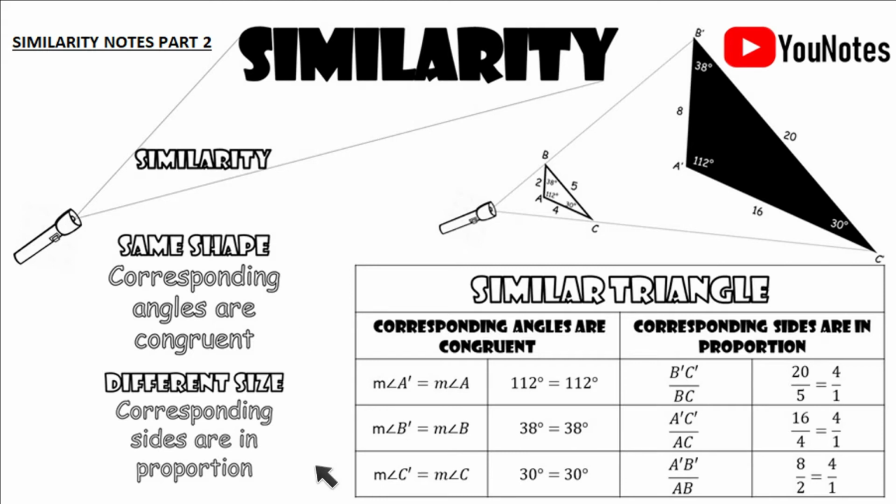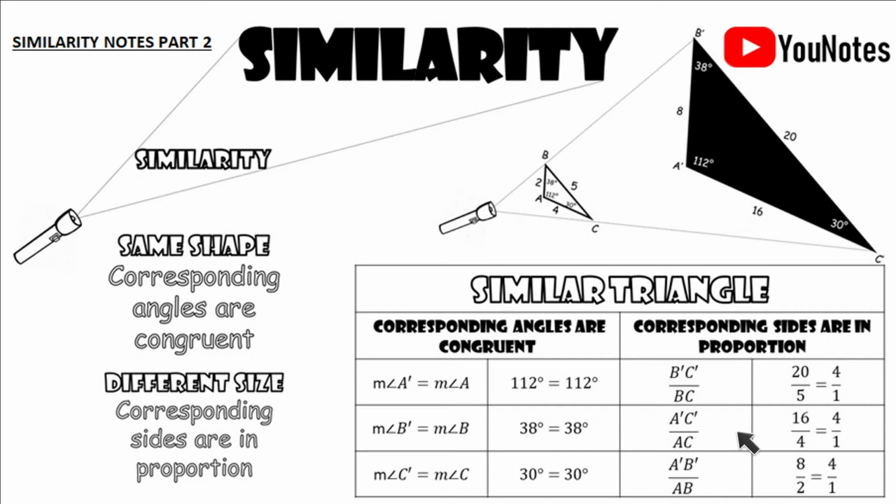What does it mean that the corresponding sides are in proportion? In our textbook, when they write a ratio of the corresponding sides, they always put the image on the top of the fraction as the numerator and the pre-image on the bottom as the denominator. So B prime C prime from the image is over BC from the pre-image. Since B prime C prime is 20 and BC is 5, when we reduce that fraction, it's 4 over 1, or we could just write it as 4.